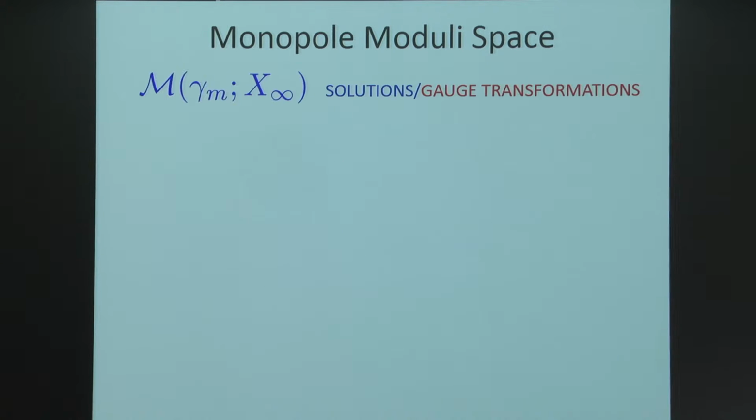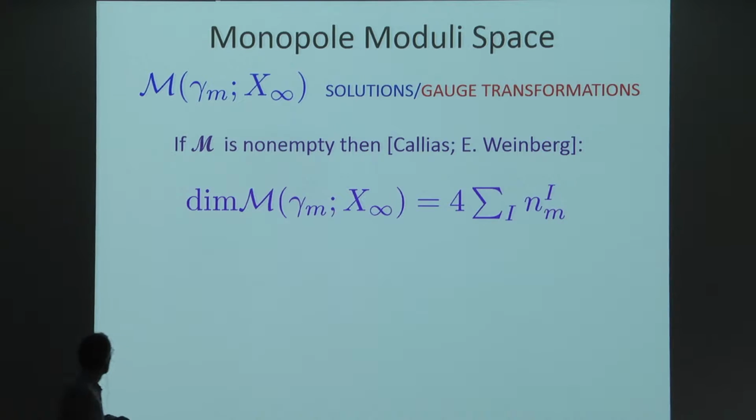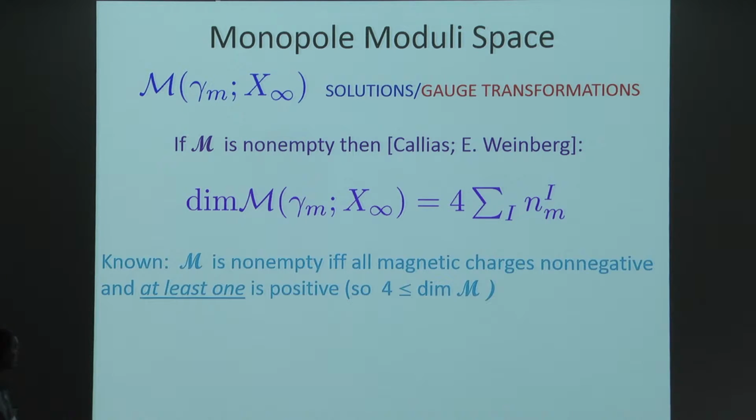So now we can look at the moduli space of the solutions of these equations, modulo gauge transformations that go to 1 at infinity. So if M is non-empty, then a classic calculation shows that the dimension of the moduli space is 4 times the sum of the magnetic charges. When is M non-empty? It's known to be non-empty if and only if all the magnetic charges are non-negative and at least one of them is positive.